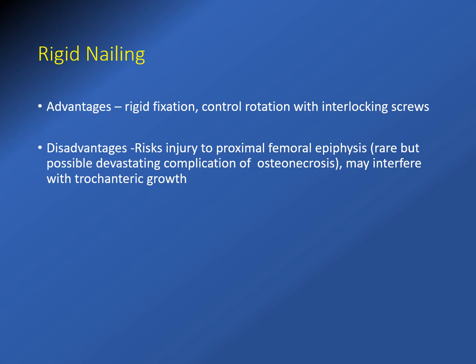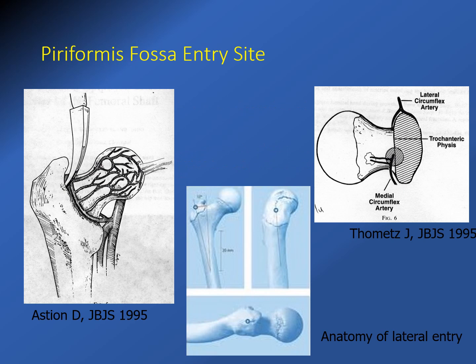The disadvantage is that there is some risk of affecting the blood supply of the proximal femur, and I'm going to show that in the next slide. So this is the picture here for the blood supply of the proximal femur. Here is the femoral artery, which gives the medial and lateral femoral circumflex, and these give the blood supply for the proximal femur here.